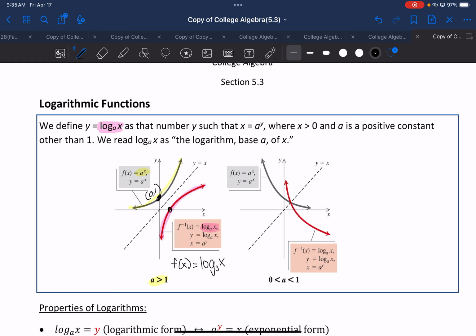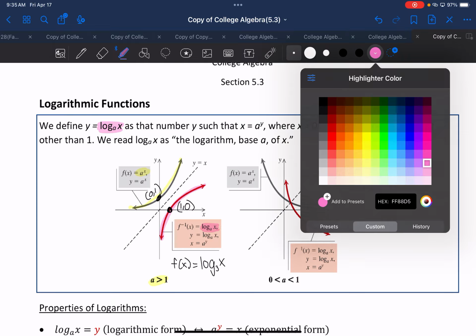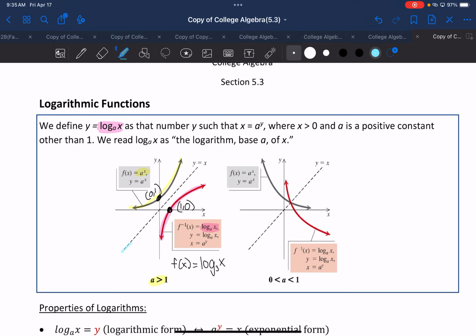And this one will go through the point 1, 0. And so you can see that those are inverses of each other because they are reflections over the line y equals x. So I'm just showing you visually right now that they are reflections. I'm going to go over these properties more.